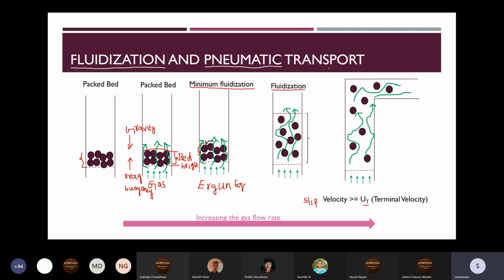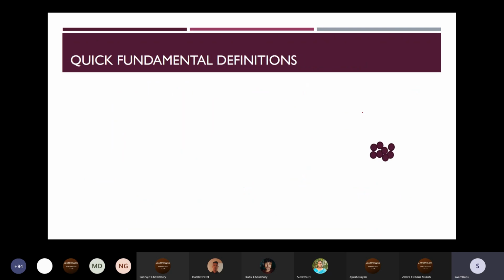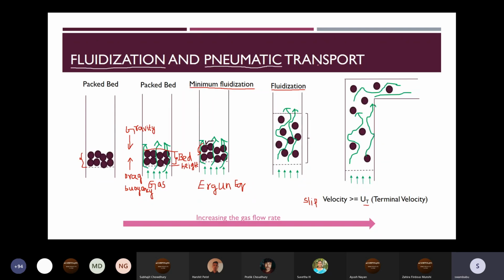In case of fluidization, the particles will not go along with the fluid. The particles will be lifted to a certain height. But at this condition, the particles move along with the fluid. Wherever the fluid goes, the particles also will go. This is called pneumatic transport. The last diagram basically describes pneumatic transport.